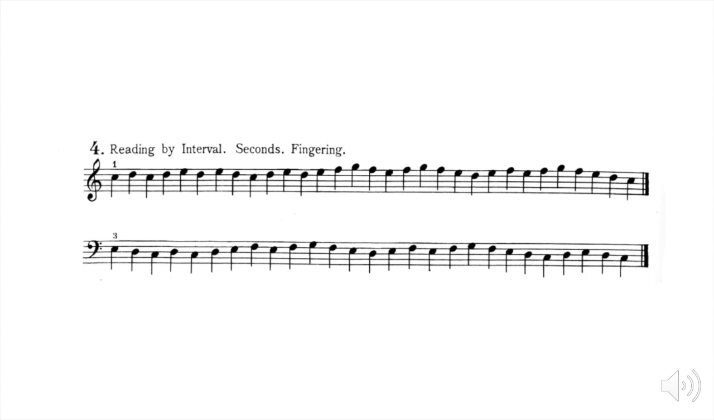So let's listen. Here's a few intervals of seconds going up. And here are a few intervals of seconds going down on the keyboard.